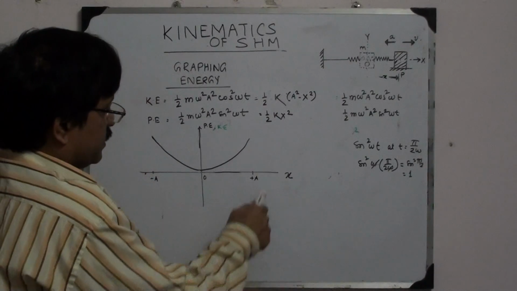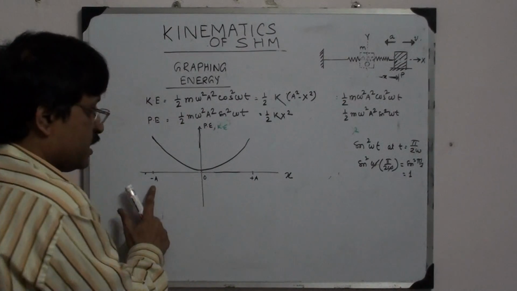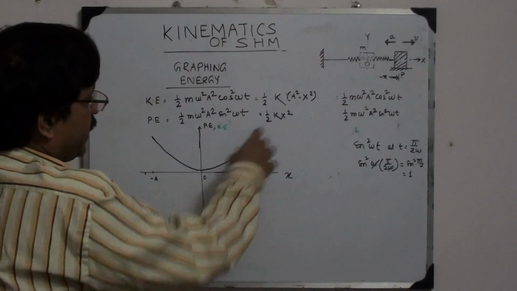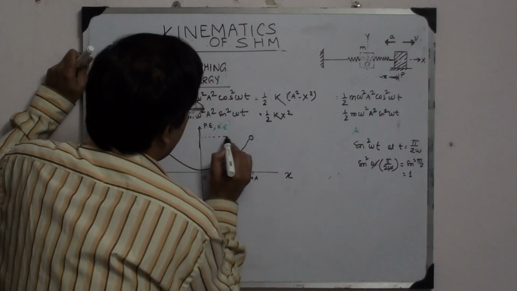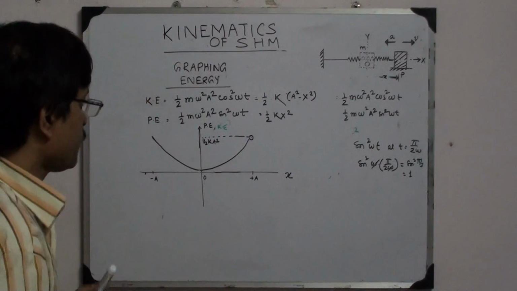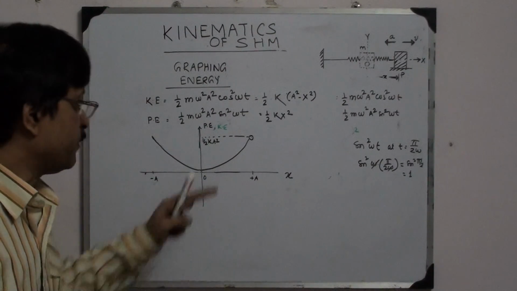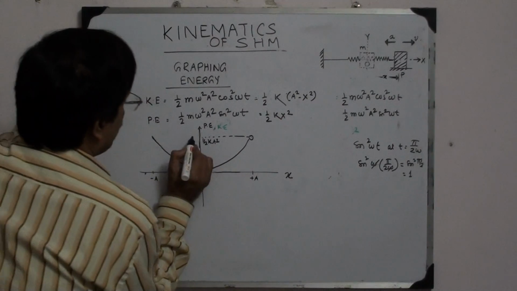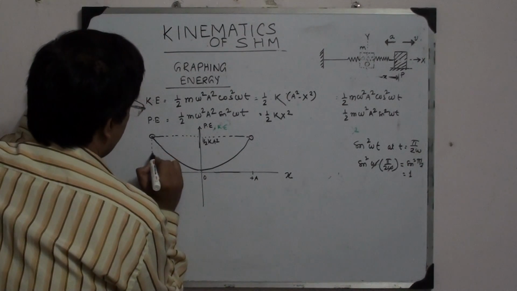Then I have marked in the x-axis the amplitude of vibration or amplitude of SHM, which is plus A, and on this side it is minus A. So at plus A we get half K A square. So this position corresponds to half K A square. Now similarly at minus A, the potential energy is always positive. If you take x is equal to minus A, you get the same value, half K A square. So this also is half K A square. This corresponds to minus A.